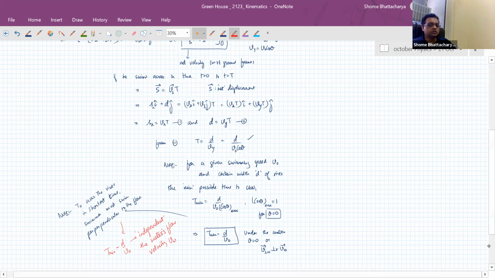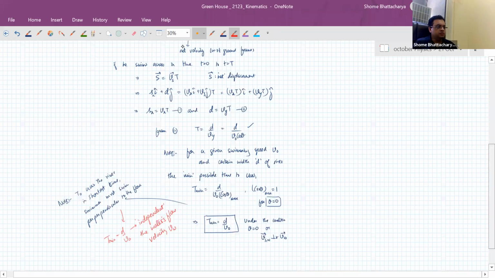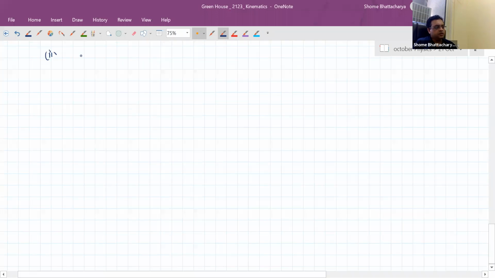Okay, so now let's come to the situation of the minimum path length. The minimum distance. So the second case, minimum path length. The path length is basically the magnitude of s, so that is the square root of this.